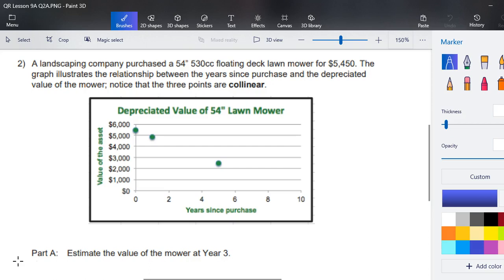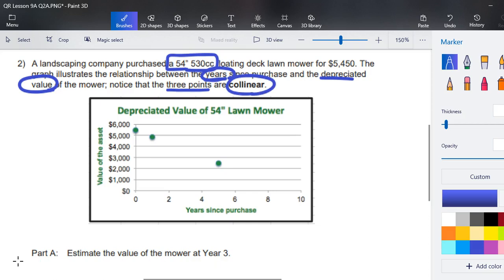A landscaping company purchased a 54-inch 530cc floating deck lawn mower for $5,450. The graph illustrates the relationship between the years since the purchase and the depreciated value of the mower. We have value, we have years. Notice that 3 points are collinear. And I hope you're writing all of this information down and hitting pause to do so.